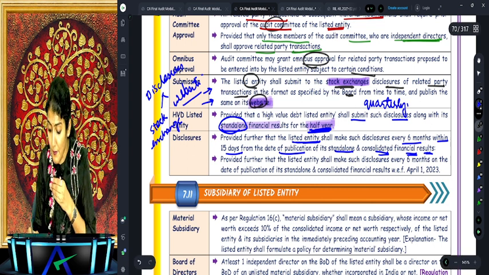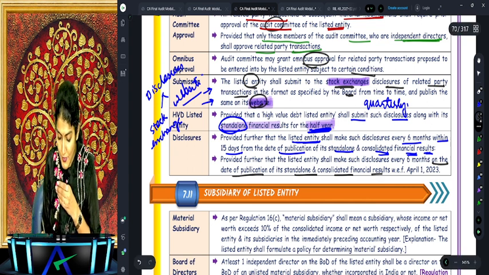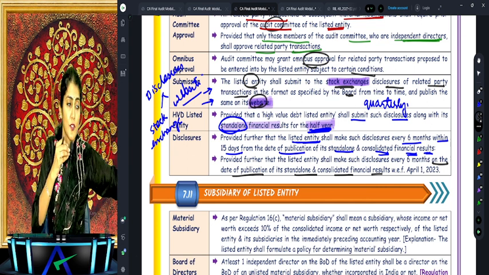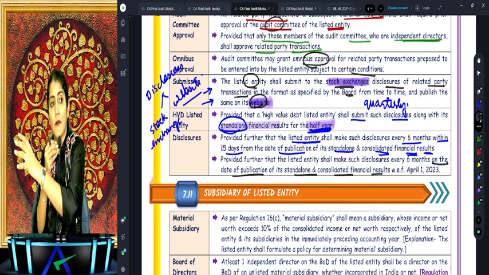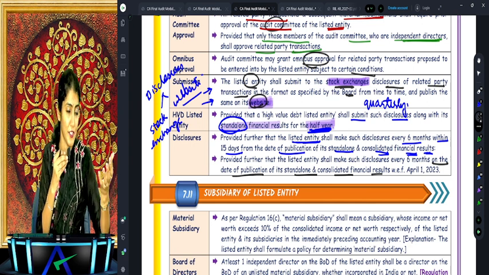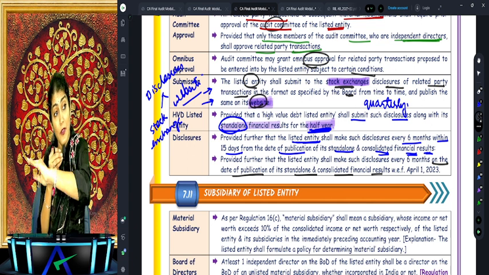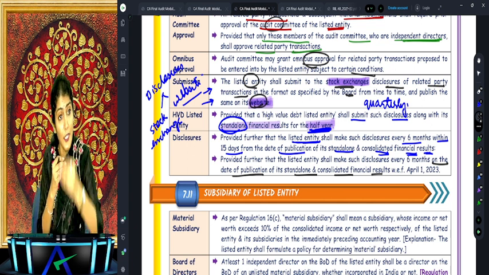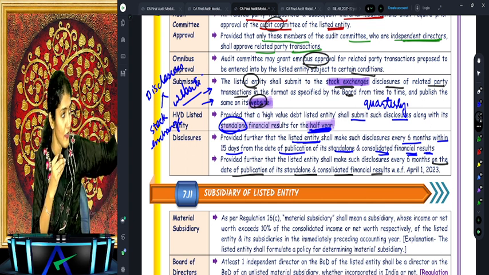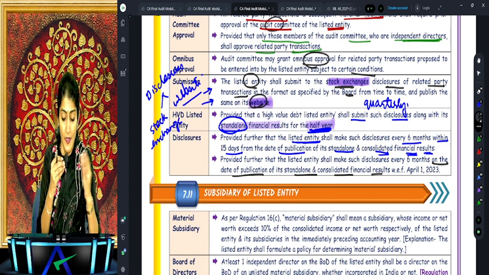But with effect from 1st April 2023, what does it say? On the date of publication of the standalone and console financial results. So today, if you publish your standalone and console result, today you have to give the disclosures to the stock exchanges, and also today you need to put it on the website of the company. So right now, what is the relaxation? Within 15 days of the publication, you need to give it to the stock exchanges and put it on the website. With effect from 1st April 2023, what is there over there? On the date of publication of the standalone and console, you have to submit the disclosures to the stock exchanges of all the related party transactions and also give the details on the website on the date of publication. Is it clear to everyone?